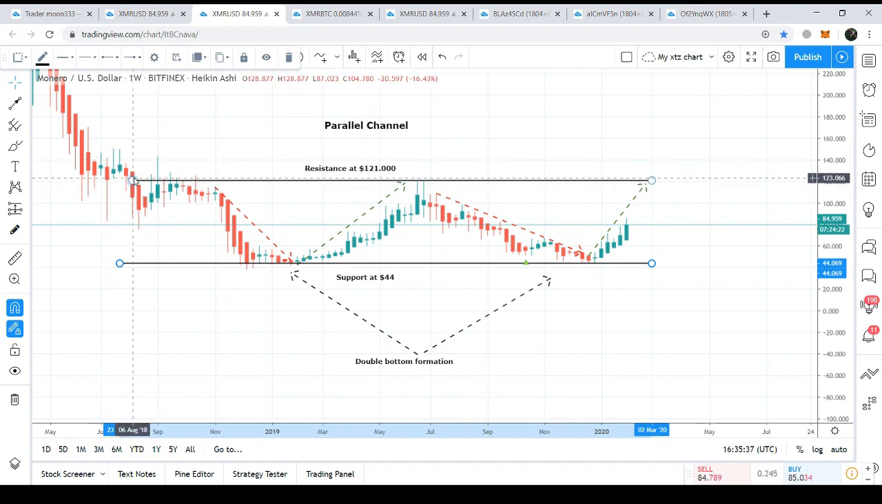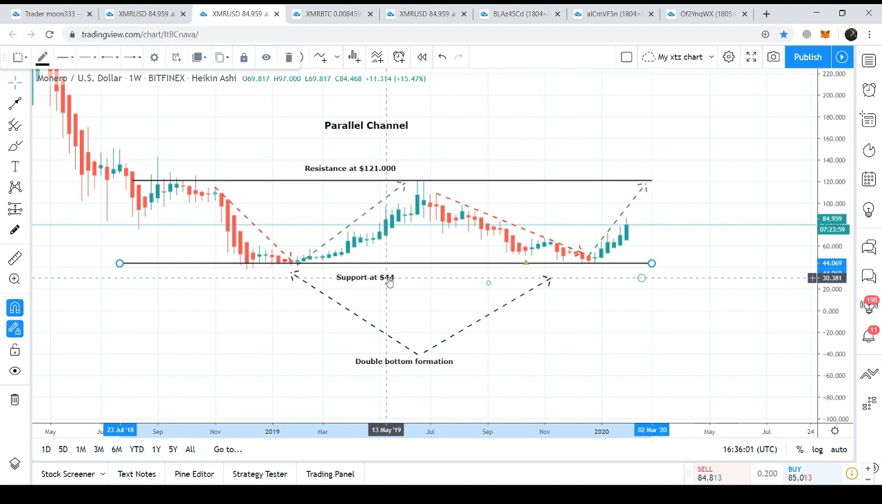Now, here we have 1, 2, 3, 4, 5, 6, 7, 8, 9, or more than 9 touches at the resistance of the channel, and 1, 2, 3, 4, 5, 6, 7, 8, 9, 10, 11, 12, 13, more than 12 or 13 touches at the support. So this channel is very strong so far.